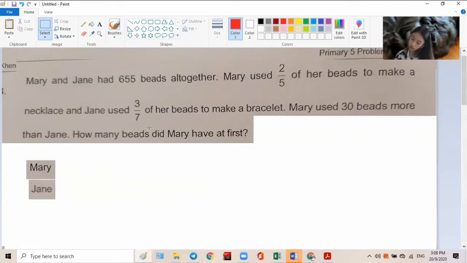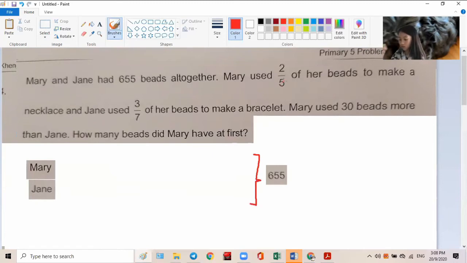Okay. So we have Mary and Jane, and we know that they have so many bits all together. So this is what we can do. We just write here all together, so many bits. Is it okay? Very easy to do, very easy to understand, right?